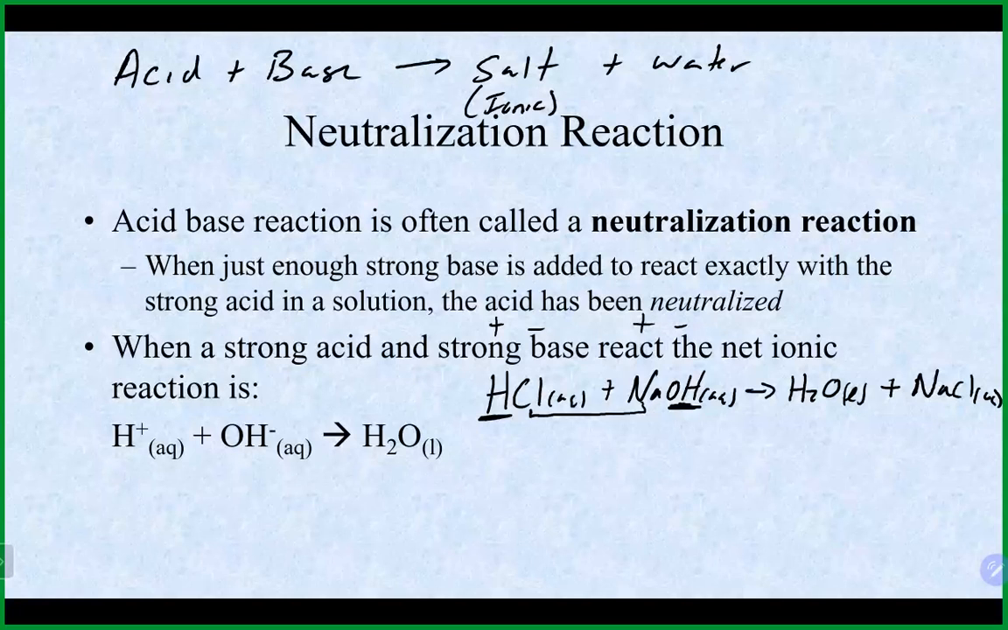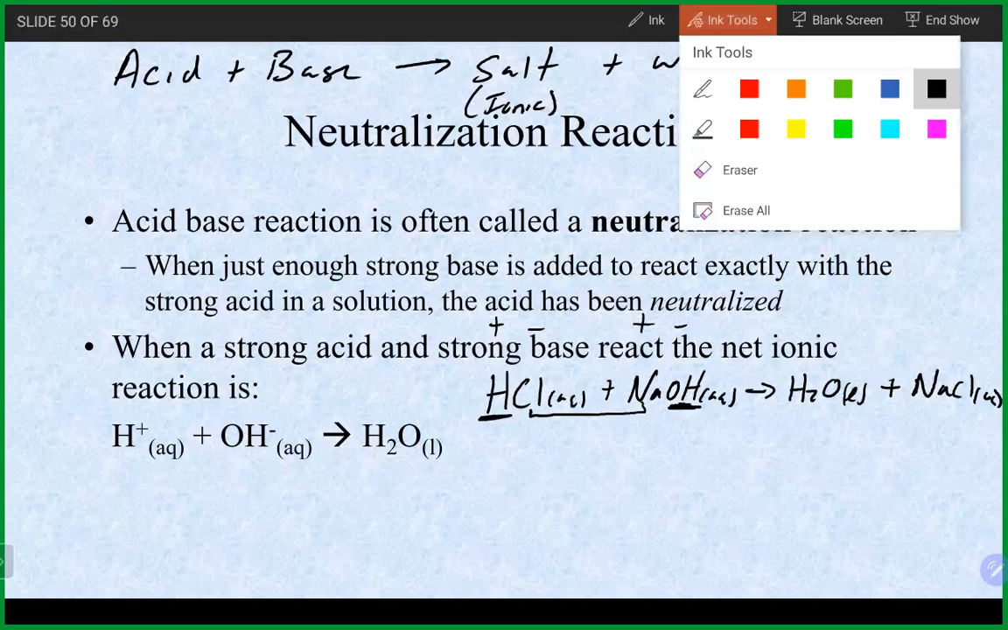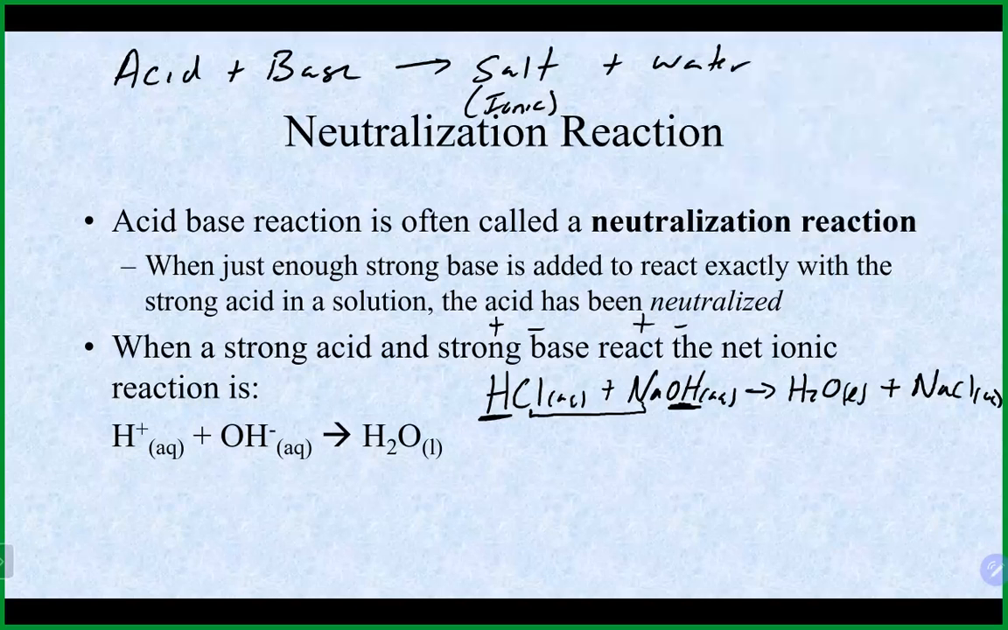If we were to write our total ionic equation or complete ionic equation like we talked about in the past, we would break apart the hydrochloric acid as it's a strong electrolyte and will 100% break apart. Same thing with our sodium hydroxide, a strong base, which will also break apart. Our water here will stay together.